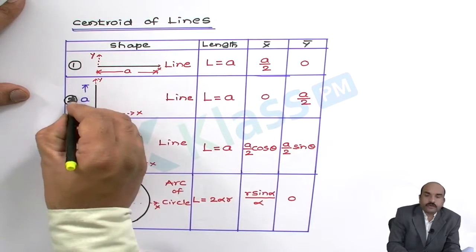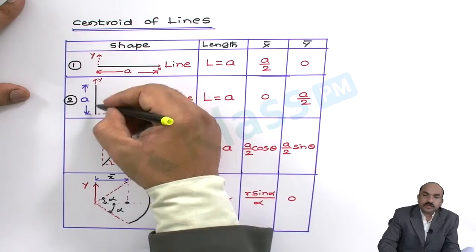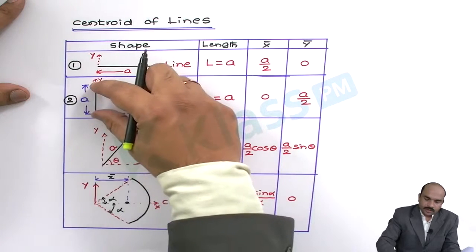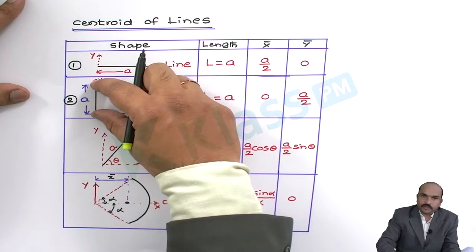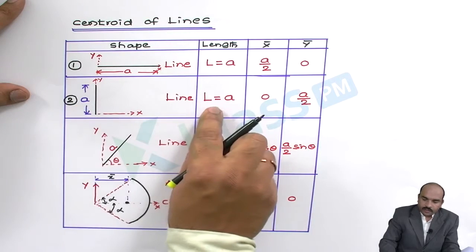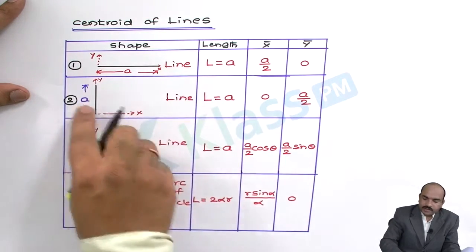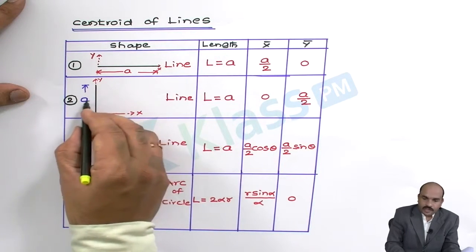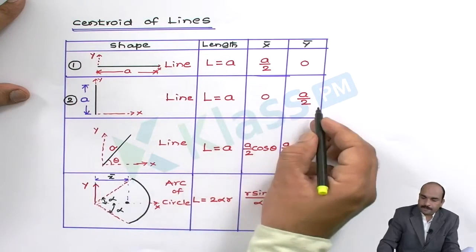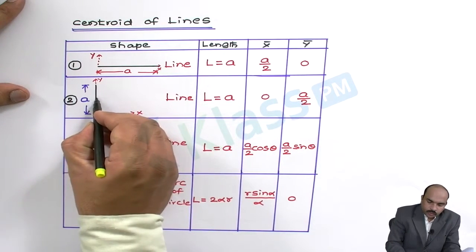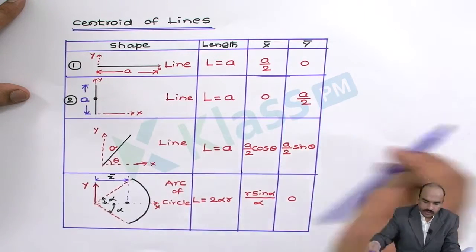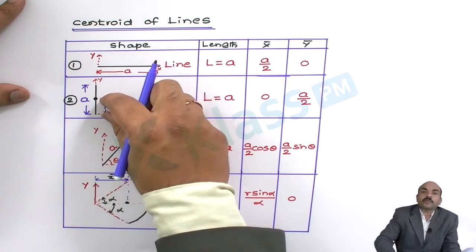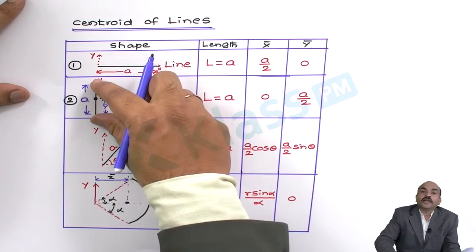Now the second one, a vertical straight line. Let this be the x axis and this the y axis. The length of the line is, let us say, a. Then x bar, along the x axis there is no dimension, so x bar will be 0. Then y bar is up to the center of the line. You can see in the diagram, this distance is y bar, and this y bar is exactly half of the line a.